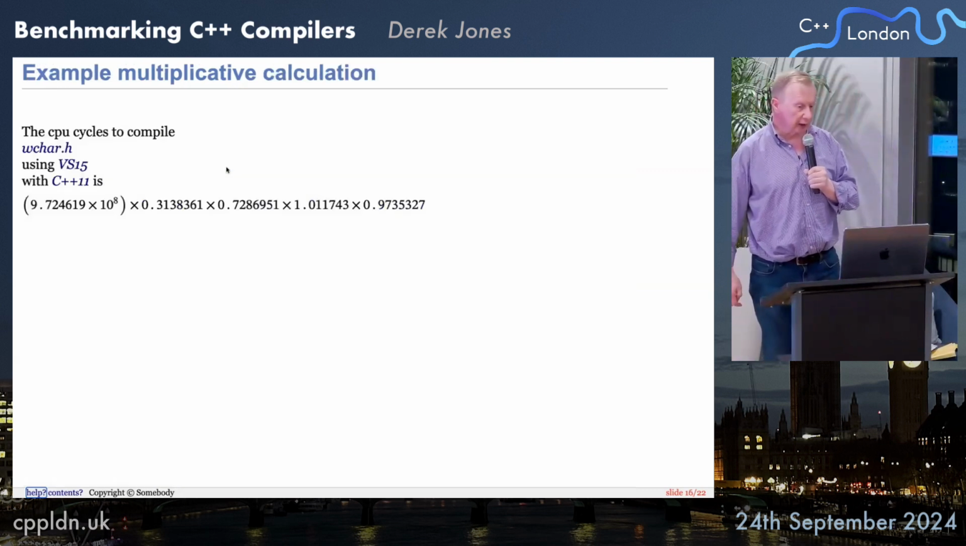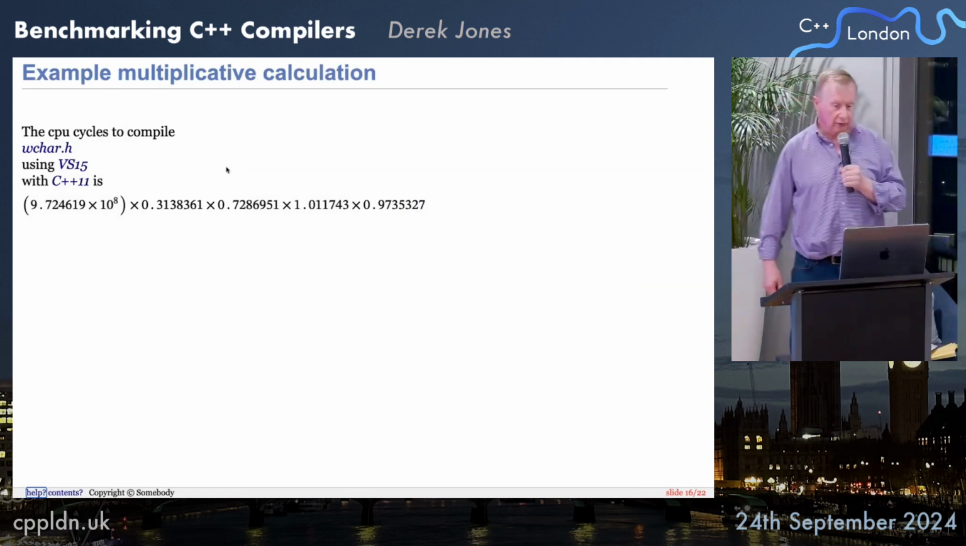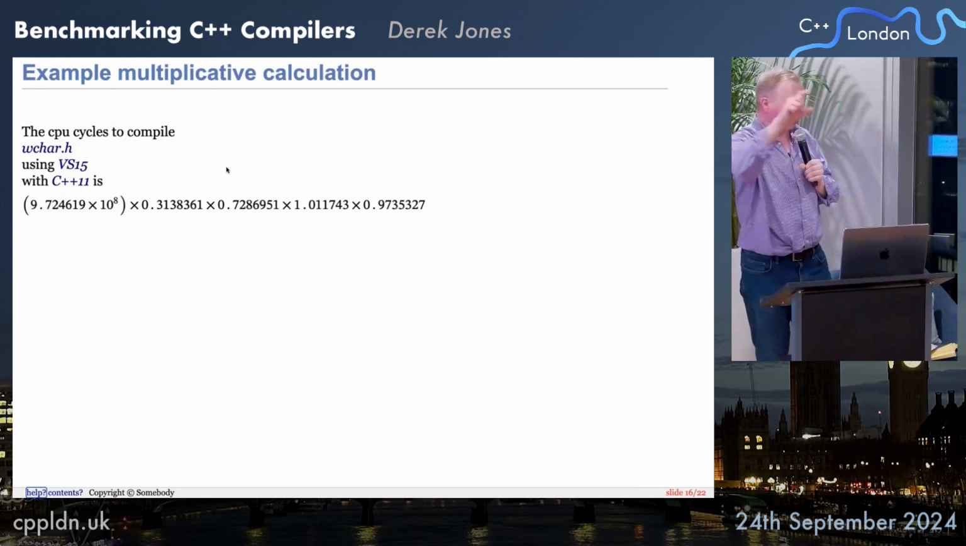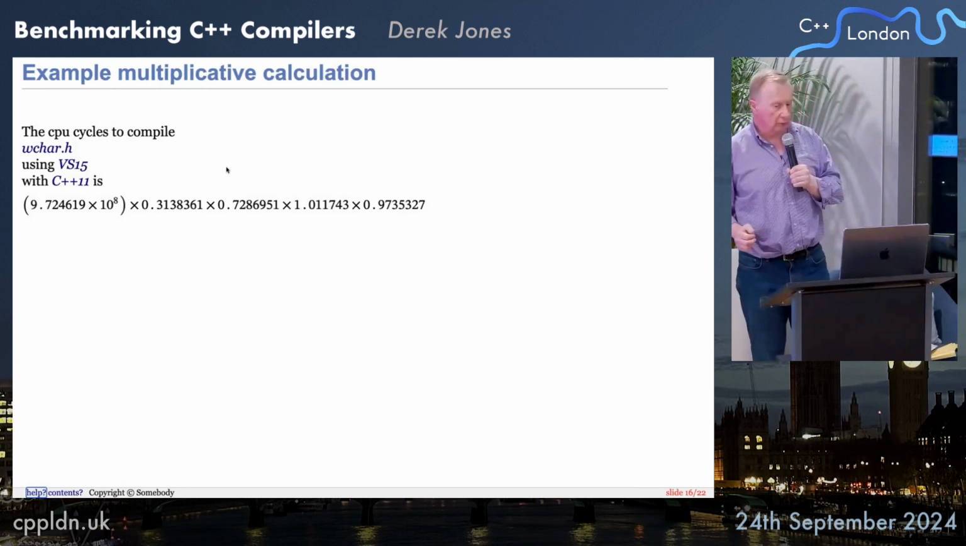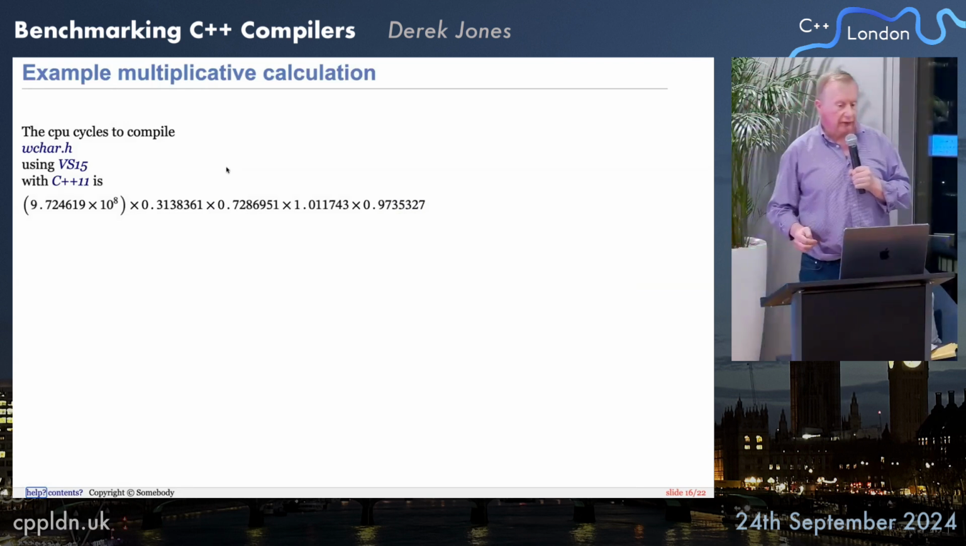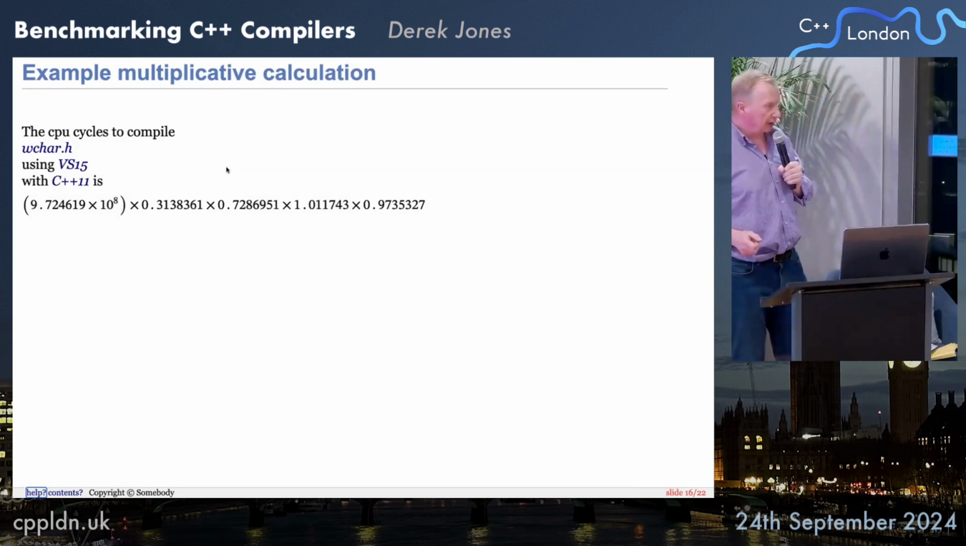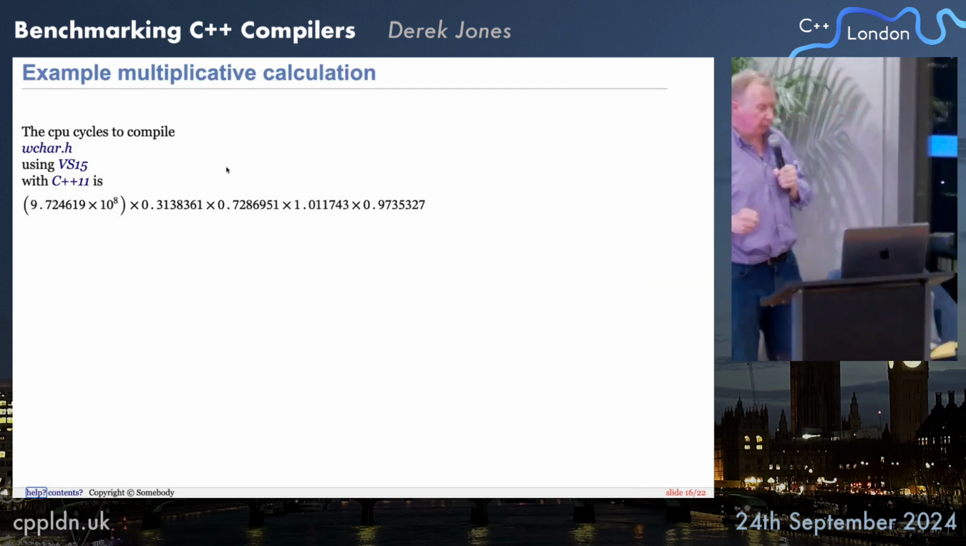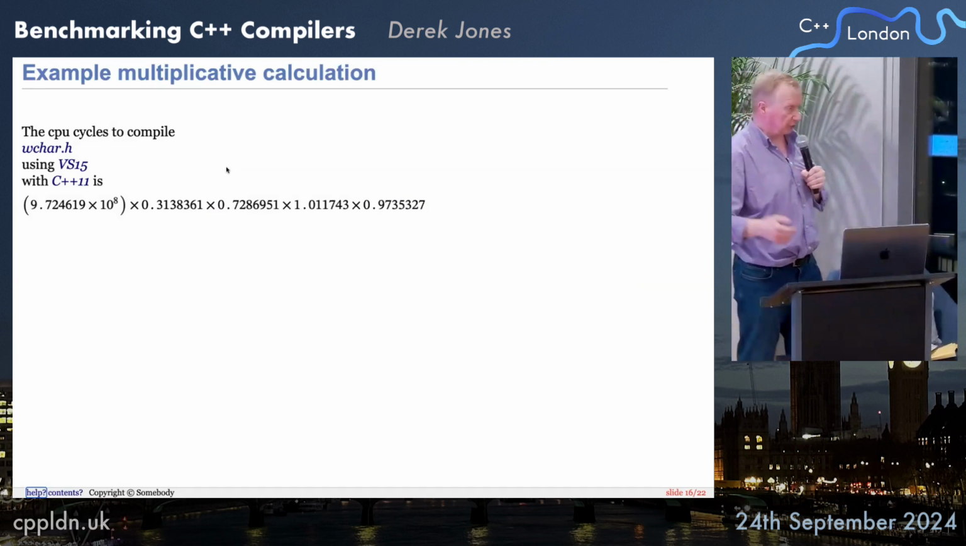So this is the example calculation again for wchar. That's how you would do the calculation. You take the numbers and plug them in. Now, I think a multiplicative model makes more sense for a compiler, because you'd expect the compiler to have a percentage effect on compile time for a larger file. And I think it's a more sensible model for the standard version as well. The impact of the standard version will have a percentage effect on your performance.